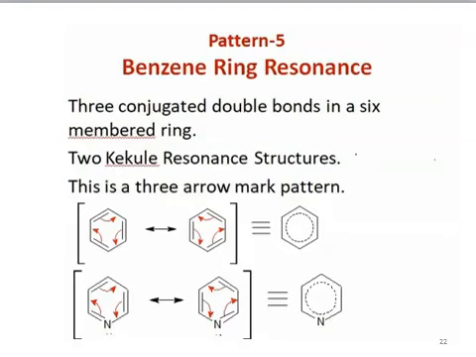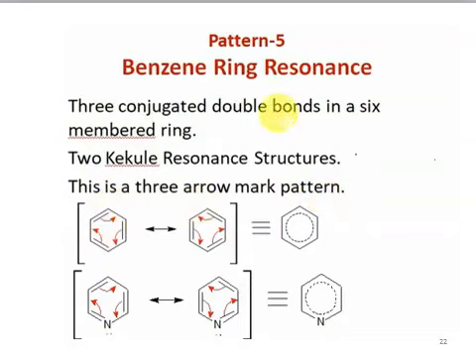Now we come to the 5th pattern. The 5th pattern is the benzene ring resonance. It's typical, you might have experienced it a lot. So actually there are 3 conjugated double bonds in a 6-membered ring. Right, so these are 2 resonance structures we are showing here, and we make use of 3 arrow marks.